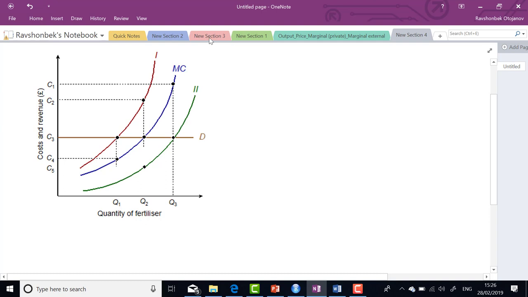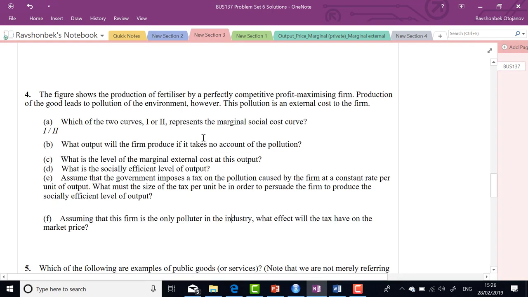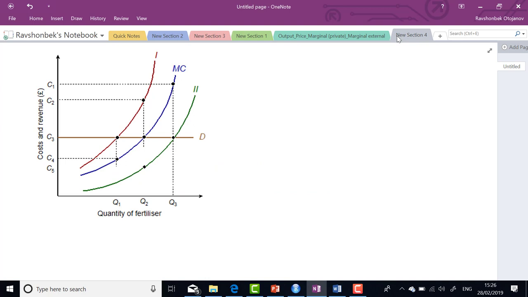Right. Okay, let's move on to the next question if you don't have a question. What output will the firm produce if it takes no account of the pollution? Take a look. Which one? Q1, Q2, Q3, which one? Why is it Q2?